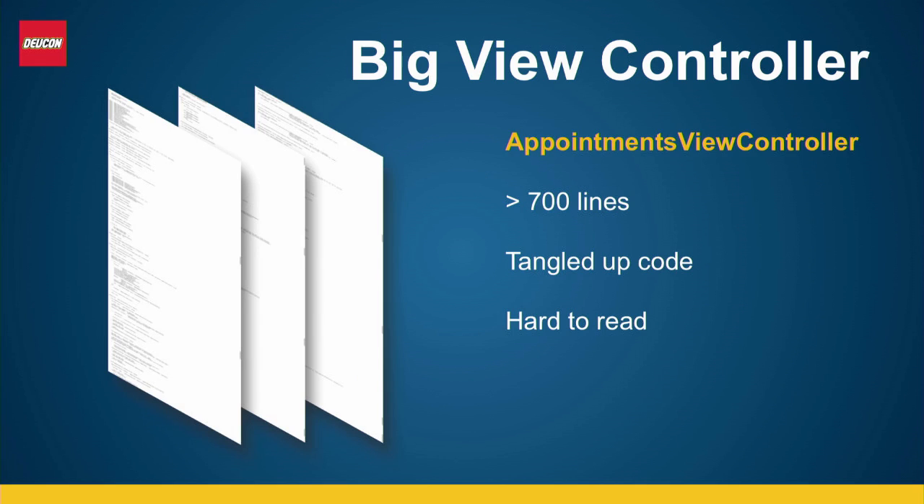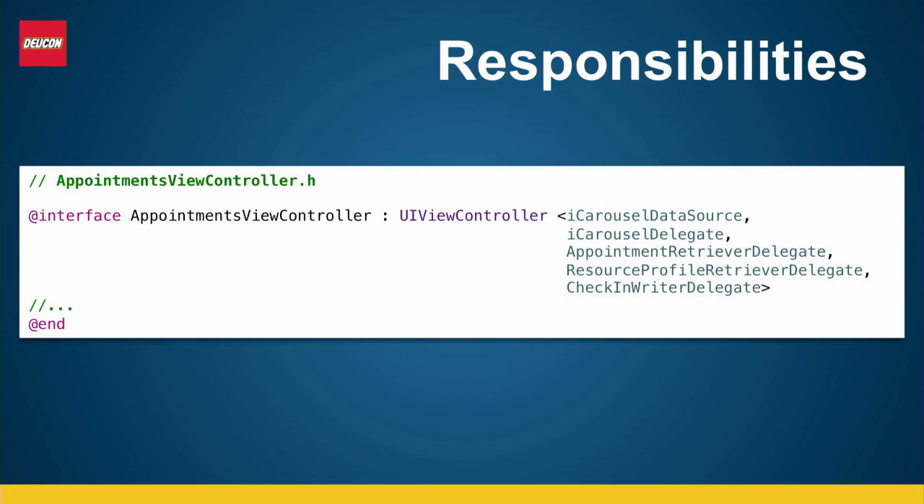It had code that was tangled, and the code was really, really hard to read, and any time that we actually wanted to change anything, we ended up breaking something else. And it's obvious to see why that is. Not only was it long, but if we inspect the header a little bit more, we see that it was explicitly saying, I am doing too much. It was data sourcing and delegating to the carousel. It was delegating to the appointments retriever, delegating to another retriever, and so on and so forth. So it's telling us I do too much.